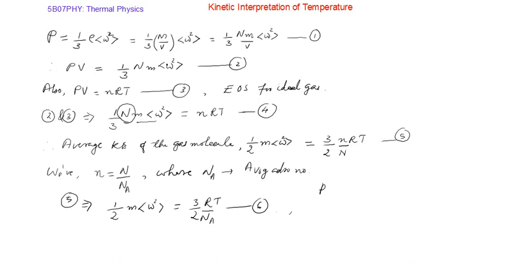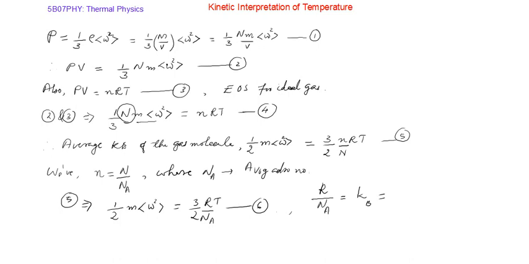This R is a fundamental constant and Na is another fundamental constant, Avogadro's number. So this R by Na is a new constant, another fundamental constant, which we call the Boltzmann constant. This is a famous Boltzmann constant, known as Kb. Its value is quite simple, you can obtain it. What is the standard value of R?